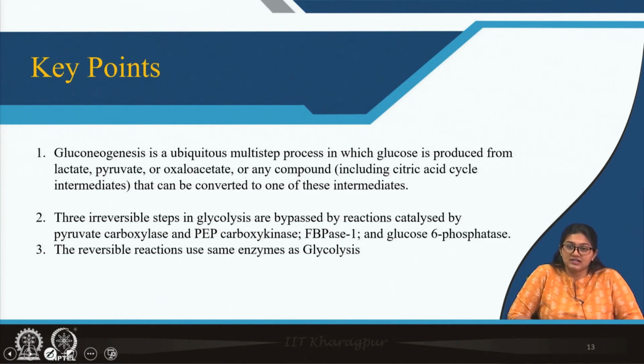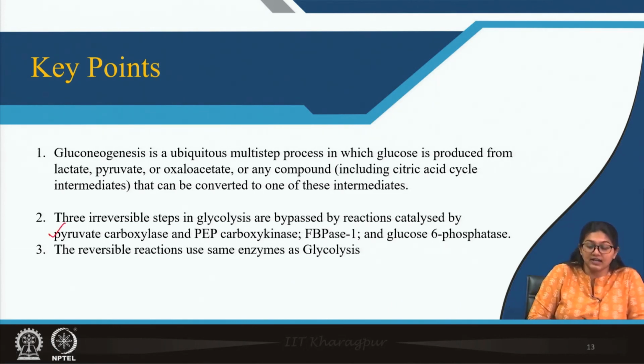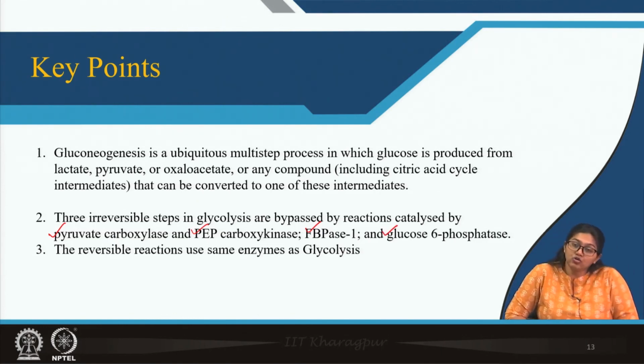In neoglucogenesis, the majority of the steps are the reversal of the reversible steps of glycolysis, where the same sets of enzymes are used, but there are three irreversible steps of glycolysis. Those reactions are conducted by different sets of enzymes. The enzymes are pyruvate carboxylase and phosphoenol pyruvate carboxykinase, then fructose bisphosphatase and glucose 6-phosphatase. So, this is about neoglucogenesis.